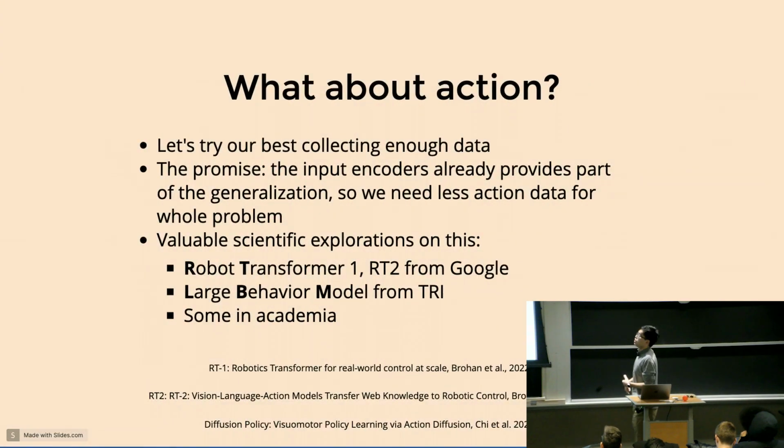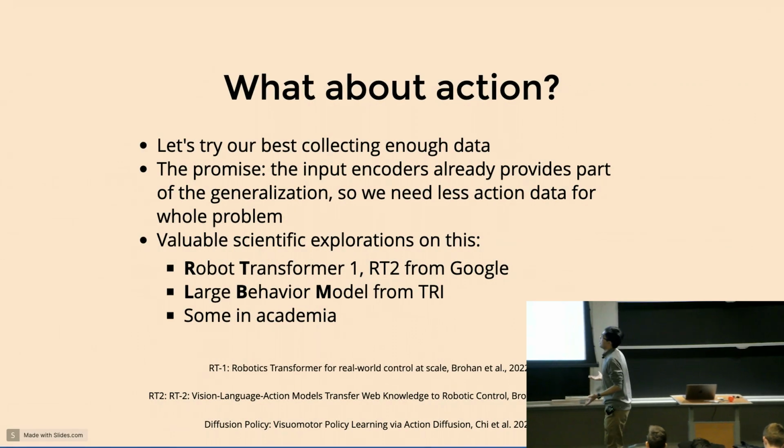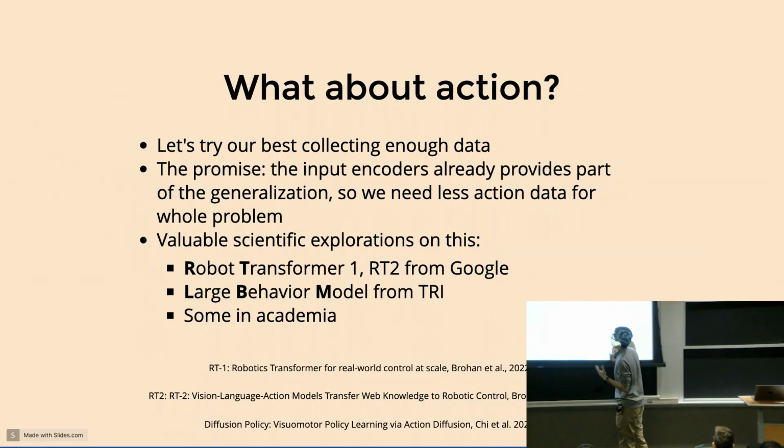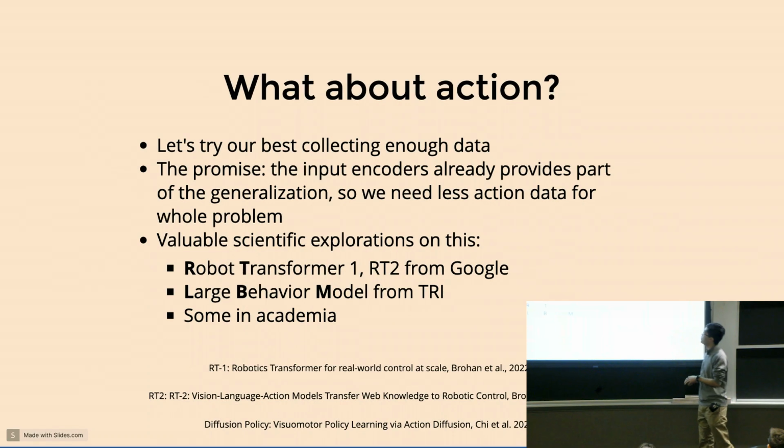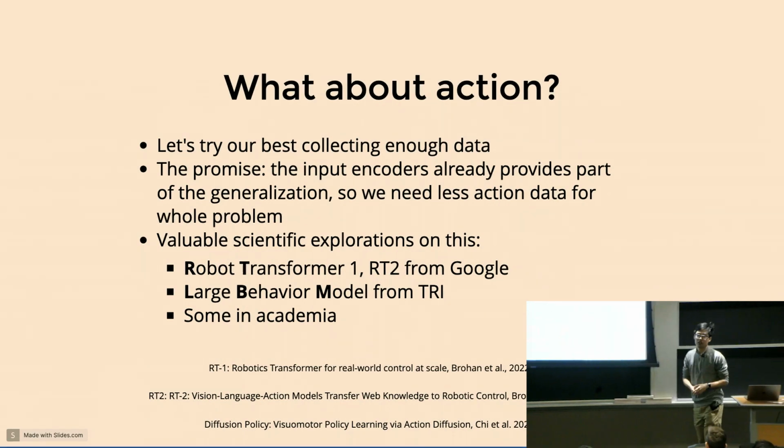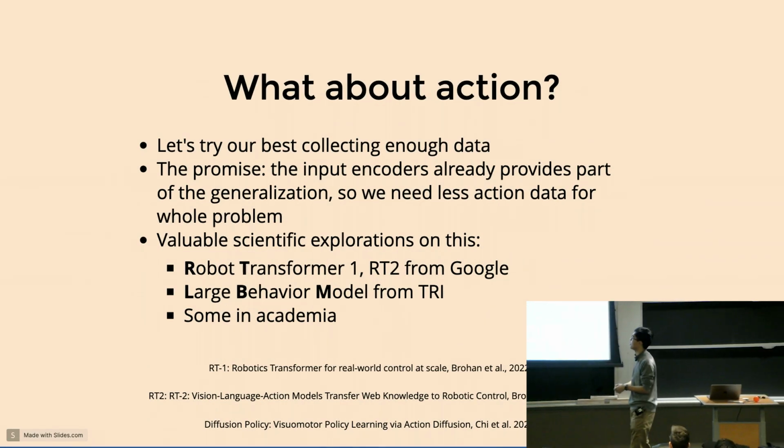So what people propose is to just try our best to collect enough data. The promise is that the input encoders, the image encoder and the text encoder, already provide part of the generalization. So we just need a little bit of action data for the whole problem. And there have been a lot of valuable scientific explorations in this direction.